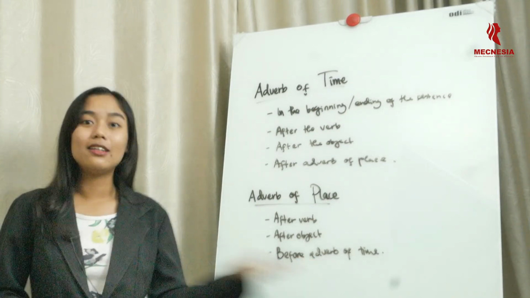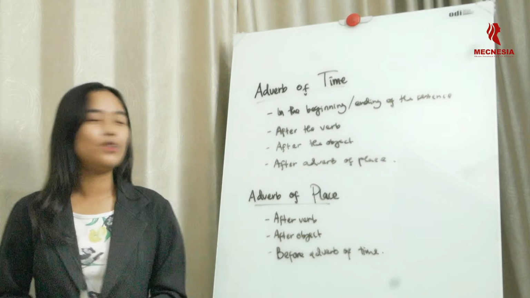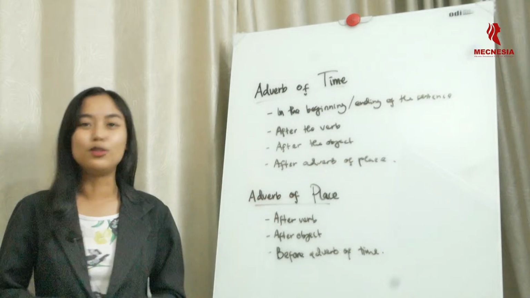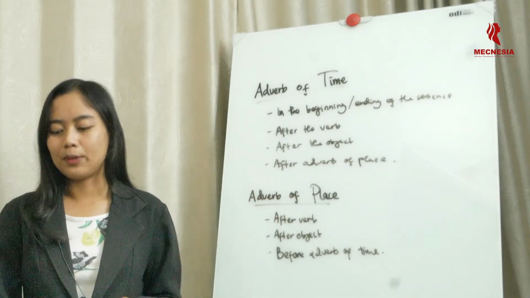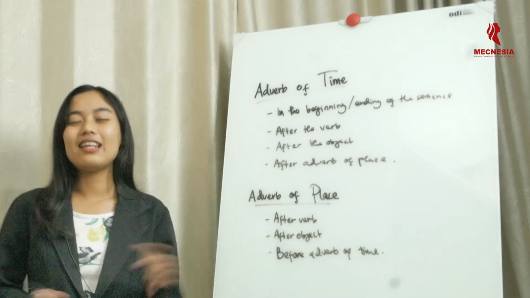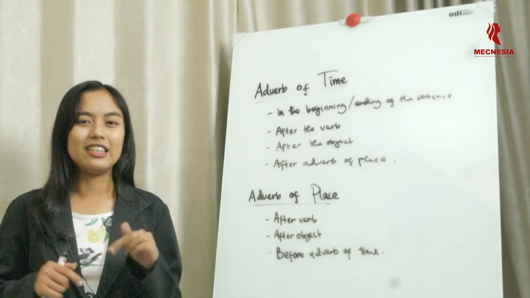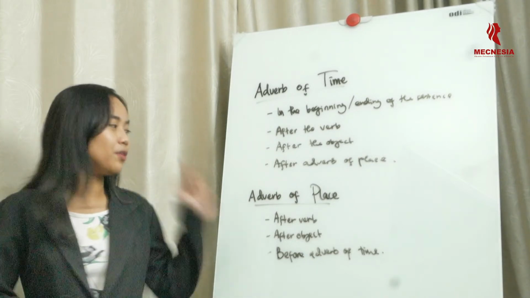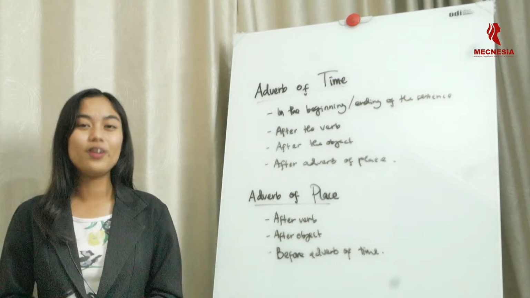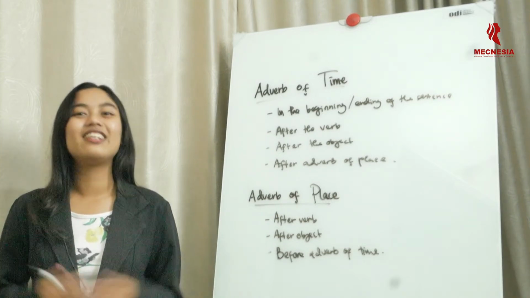Next, kalau ada kata keterangan lain dalam satu kalimat, adverb of time misalnya, so you put the adverb of place before the adverb of time. Kalian letakkan kata keterangan tempatnya sebelum kata keterangan waktunya. For example, I am studying English here now. Aku belajar bahasa Inggris di sini sekarang. So here is the adverb of place. Now adalah keterangan waktunya. Therefore, here-nya muncul duluan, baru kemudian now.